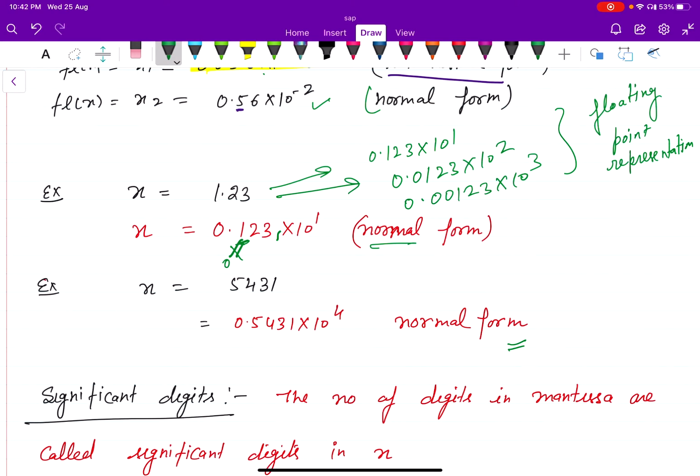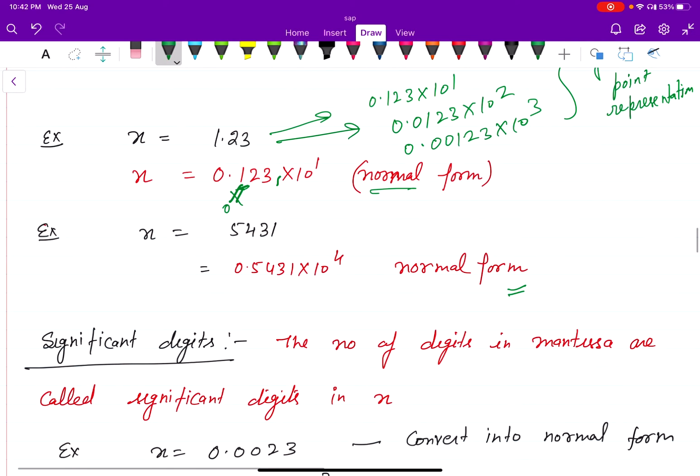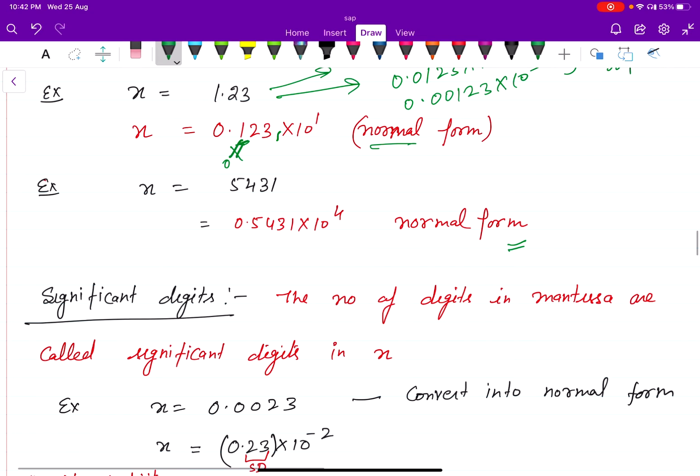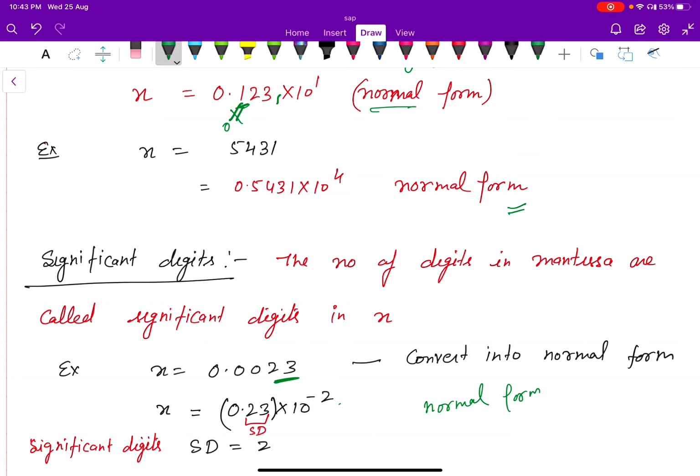Let us discuss significant digits. So what is a significant digit? The number of digits in the mantissa are called significant digits in x. So if we want to count the significant digits of a number, first of all we write that number in floating point normal form, and then we count its digits. Suppose x equals 0.0023. What we will do is convert this number into normal form. It is 0.23 into 10 to the power minus 2. So this is the normal form. Now count the digits after the decimal. There are 2 digits, so there are 2 significant digits.